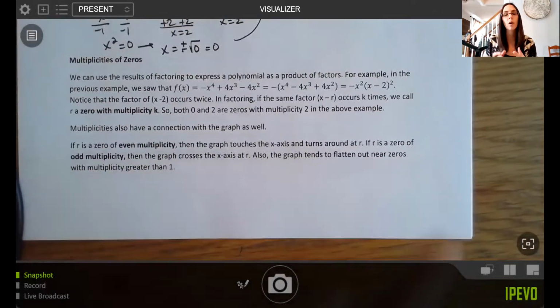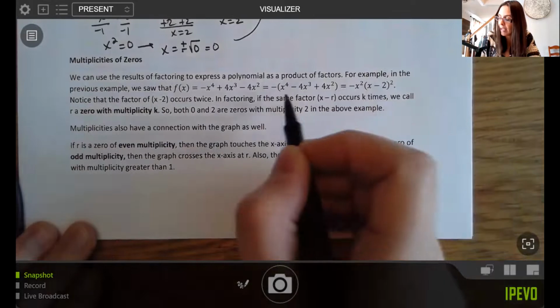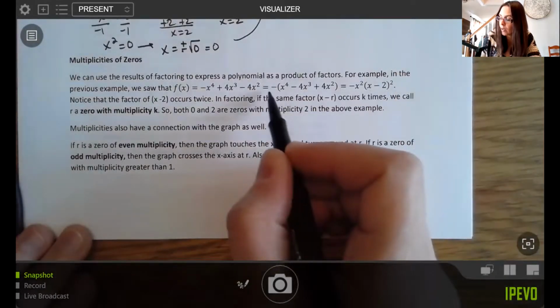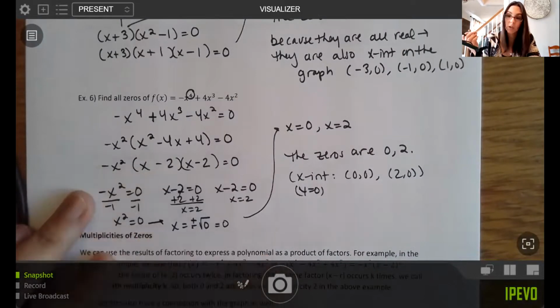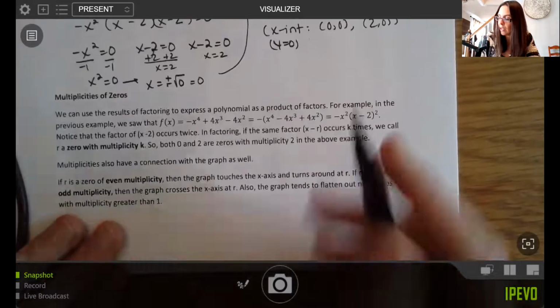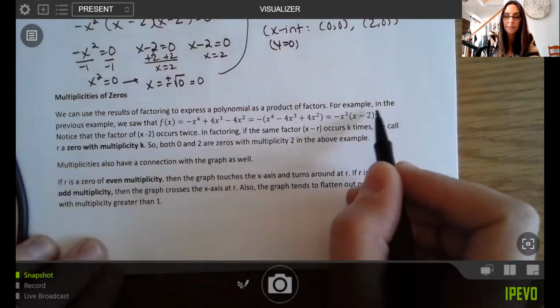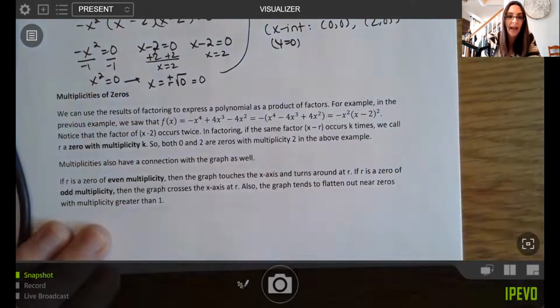All right, so some more work with zeros. We can use the results of factoring to express a polynomial as a product of factors. So for example, in the previous example, we were able to factor. We took that negative, I did it this way. I took the negative x squared out at the same time. Notice here that because you have x minus 2 written twice, that's actually a square. So we're just writing it here as a square term instead, but it's the same factorization that we had.